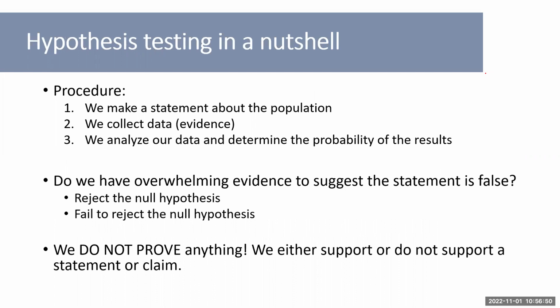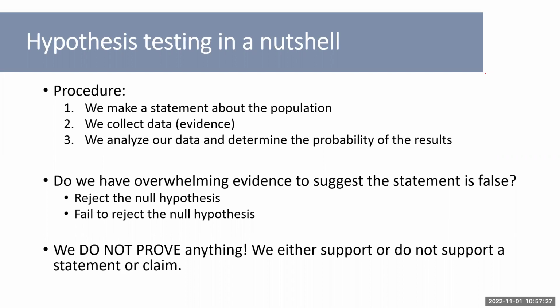So in a nutshell, hypothesis testing follows the same kind of procedure. We're going to make a statement about the population, so we're going to talk about a parameter. In our class, we're going to talk about proportions and we're going to talk about means. So we think that the proportion of females at Greenville Tech is 47%. Or we think that the average height for, I don't know, 17-year-old females is 63 inches. That is going to be our initial statement that we're going to be working with.